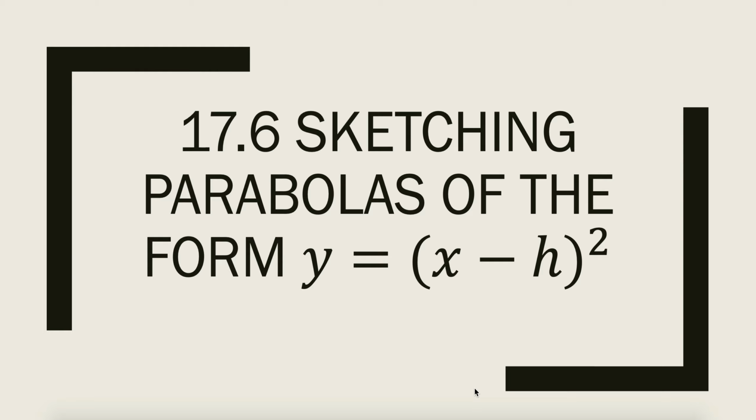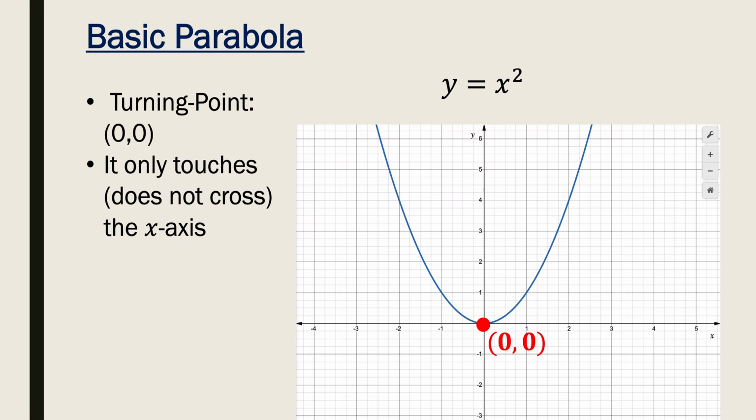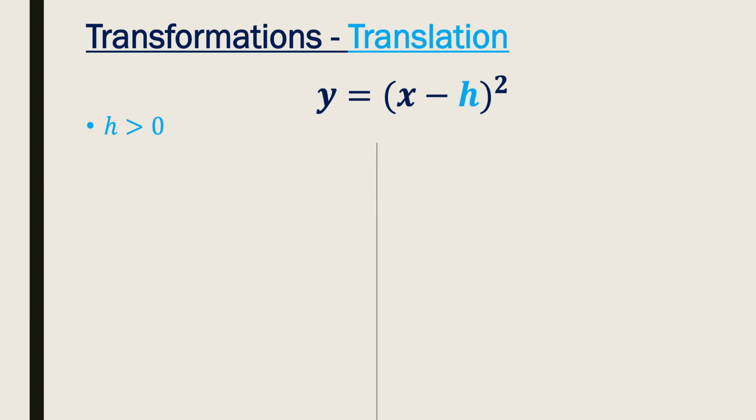Hi girls, so we're doing chapter 17.6 on sketching parabolas of the form y equals (x take away h) squared. So we're going to go where this is. So again, just remembering that we have our basic shape of our parabola, which is y equals x squared. And we are going to be talking about translations here again.